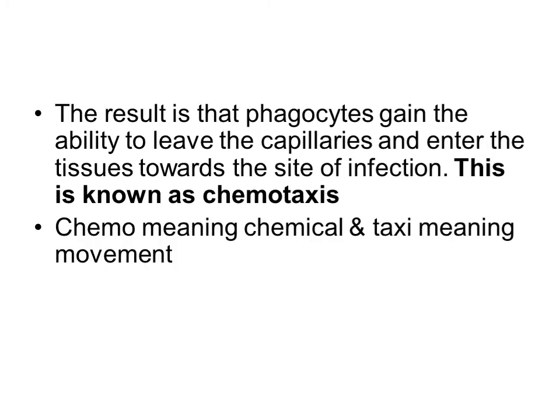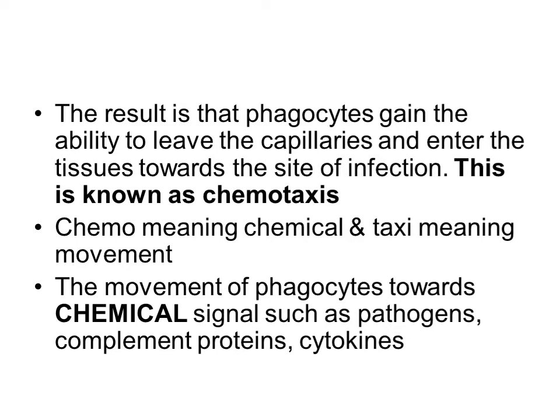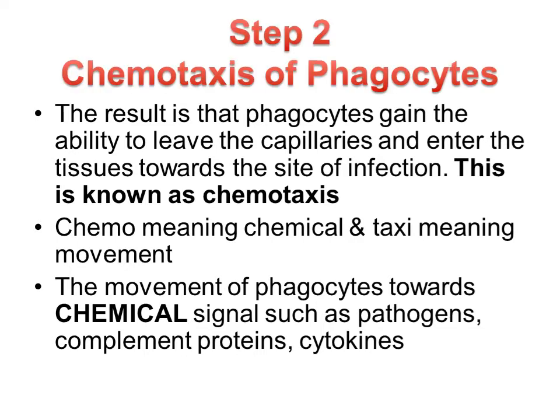So what is chemotaxis? It is made up of two words, chemo meaning chemical and taxi meaning movement. So chemotaxis means the movement of phagocytes towards chemical signals such as pathogen or complement proteins or cytokines. So step 2 is the chemotaxis of phagocytes.